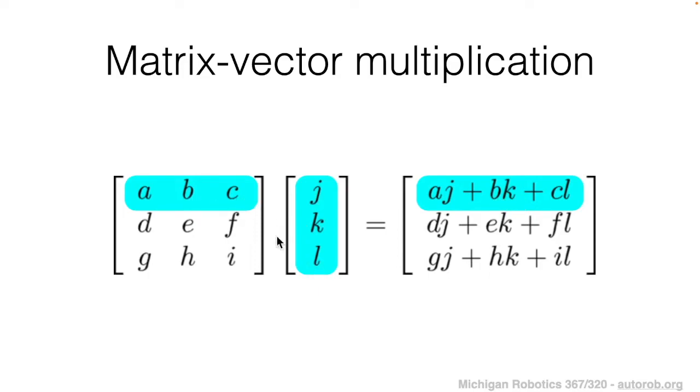C and L are the third elements respectively. So you multiply each of those pairs and then you sum them together to produce your one output element.